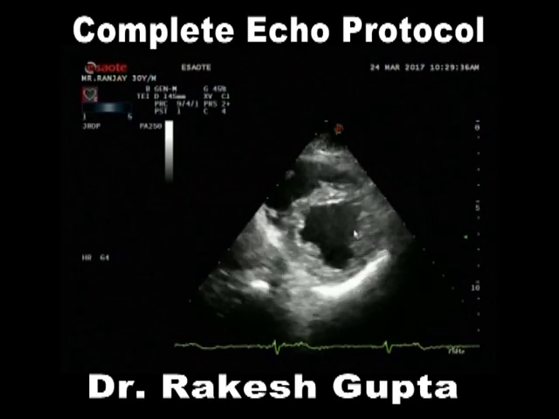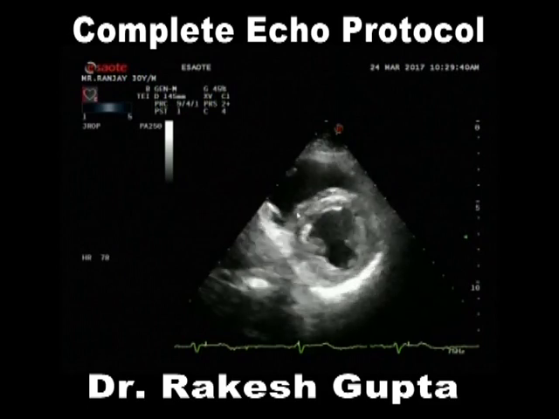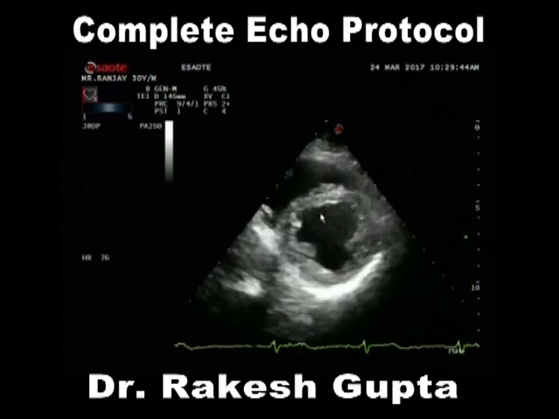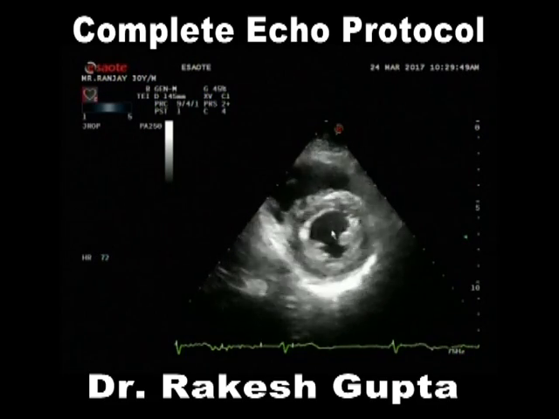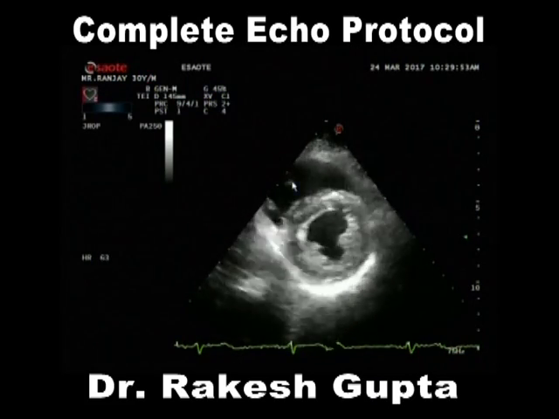Coming back to the same thing, we look for a D-shaped septum in case RV pressures are more than LV pressures. And look over here, this septum is pushed towards the RV, suggesting that LV pressures are more than RV pressures.